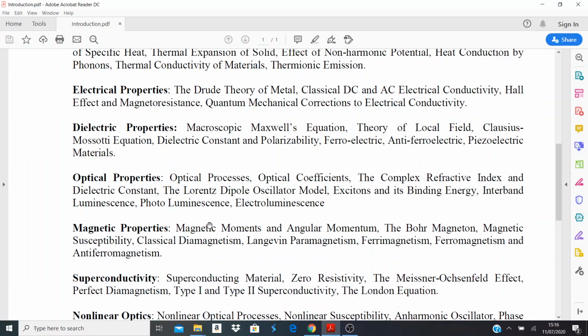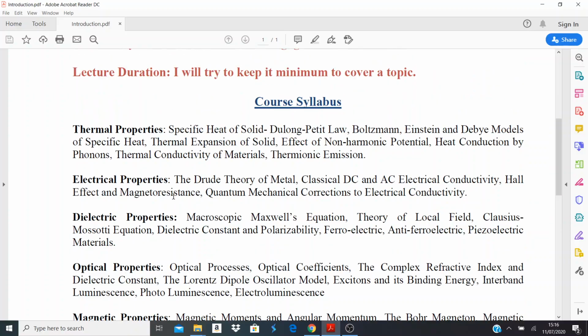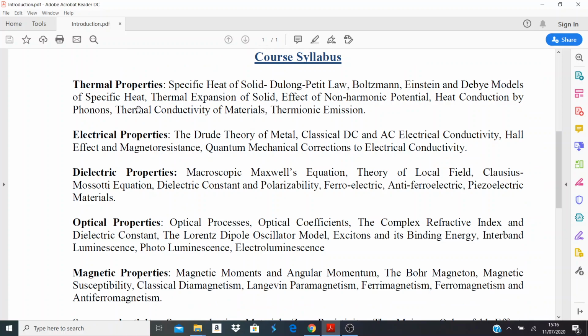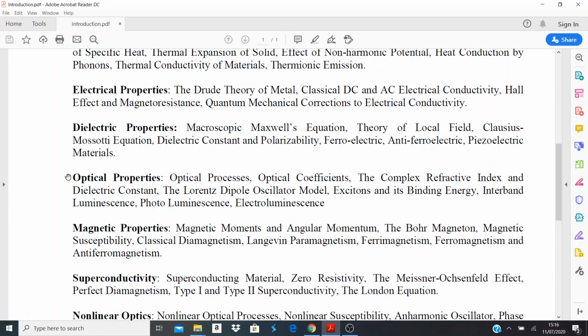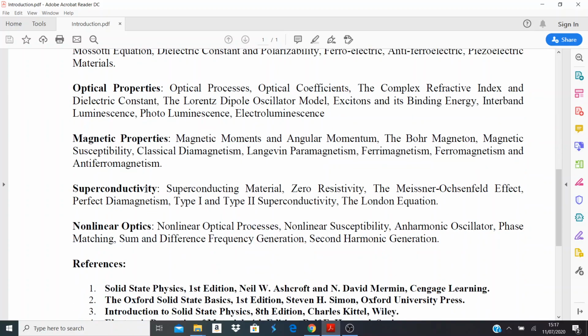And also, if you look at this syllabus, you will see that the modules are quite independent from each other. So it really doesn't matter where I start. So my plan will be to start the magnetic properties of the material, and then I will choose as I go along.